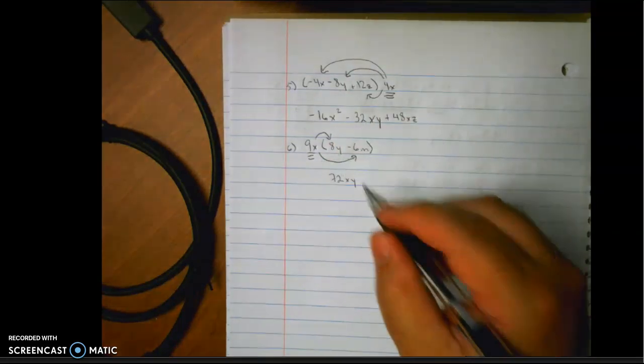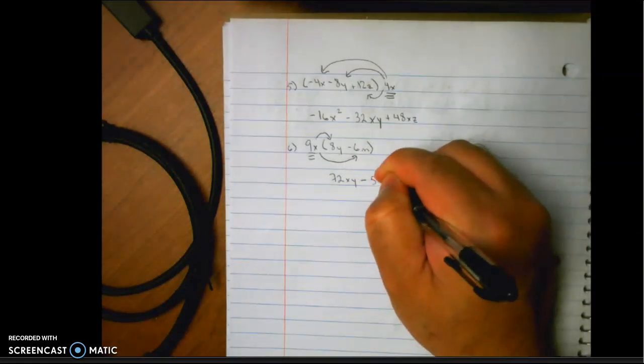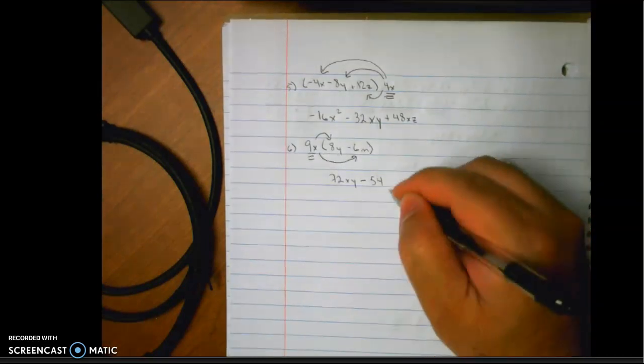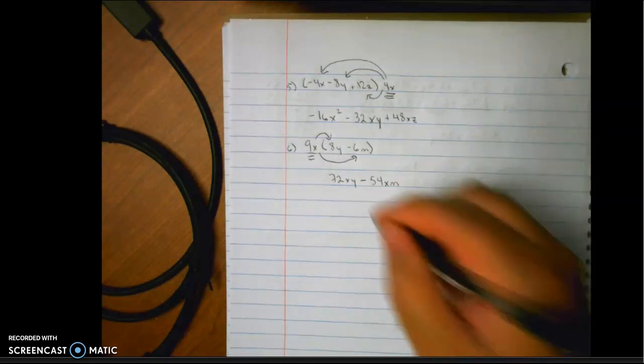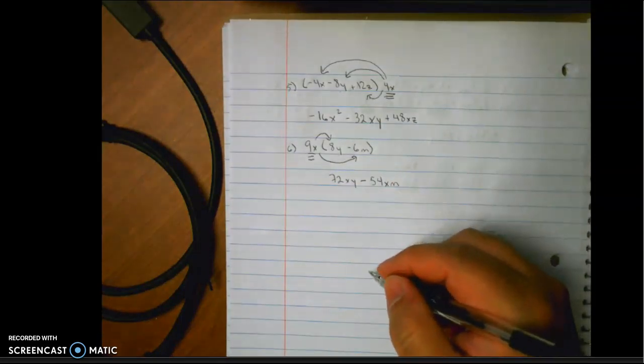And then we have 9x times the next term, the second term, which is a negative 6. 9 times a negative 6 is a negative 54. And we have an x, and we have an m. So xm or mx, either way would work. And that's how those work out.